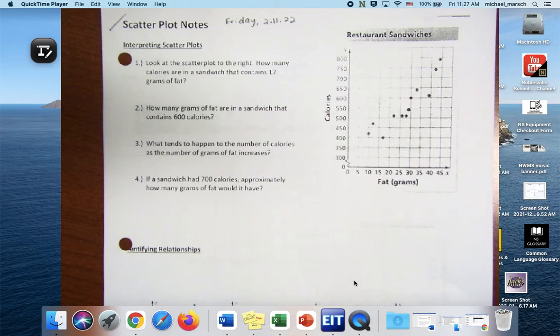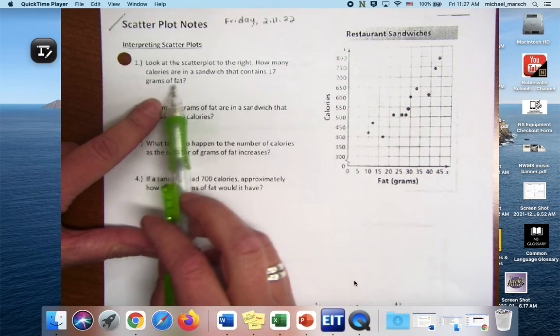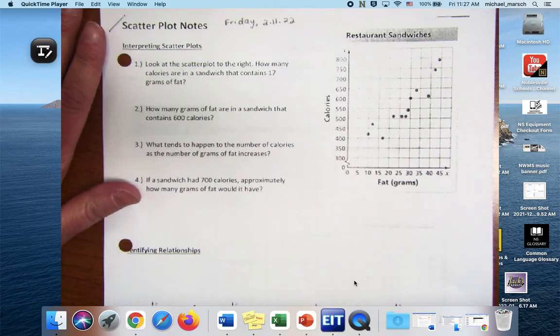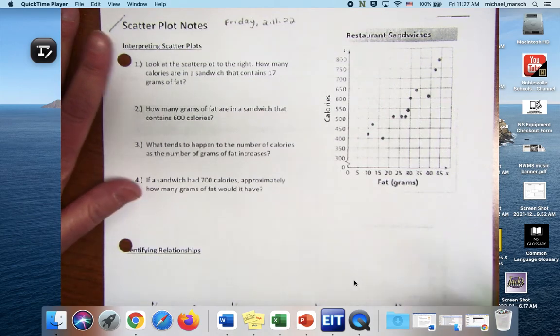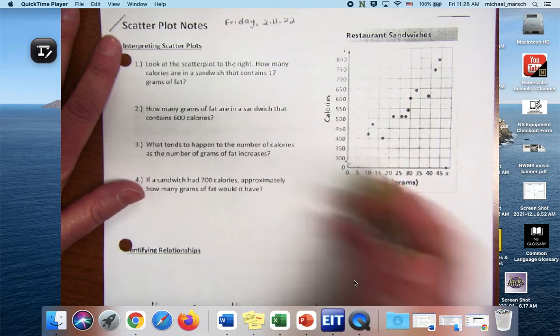Okay. So let's go ahead and interpret what's happening here. How many calories are in a sandwich that contains 17 grams of fat? Four. How do you know that? Because if you look in between the 15 and the 20 and you go up, you see it's four. Yep.